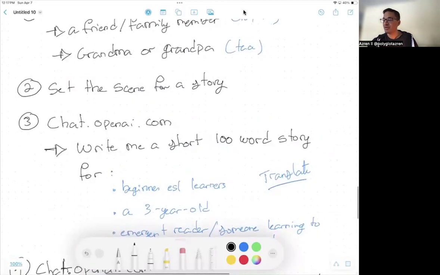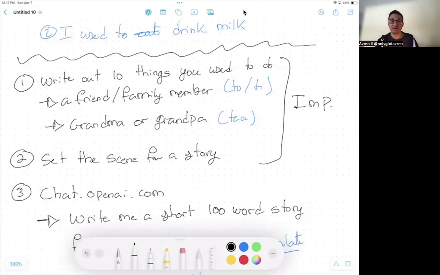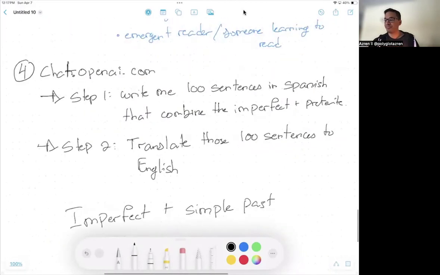Okay, in the past. This number 1 and number 2, 10 things you used to do and setting the scene for a story, those 2 things are going to be just imperfect. So maybe start with those 2 because that's directly related to this lesson. But if you have done the simple past tense video, if you already watched that or went through that, and you're like, oh yeah, I want to really try and combine this with the imperfect, that is how to do that. These number 3 and 4 here.